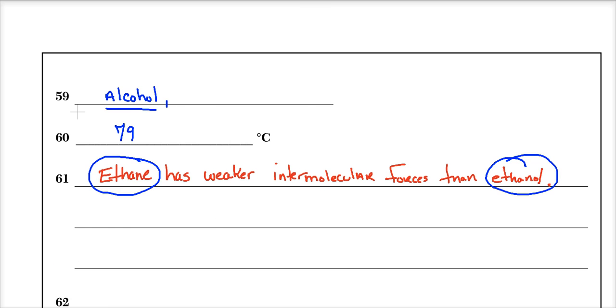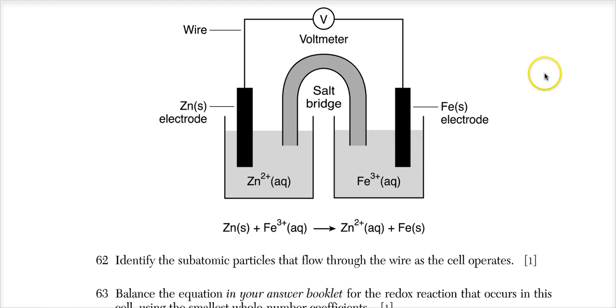Okay, number 62. So 62 has a nice voltaic cell in front of me. I've got myself a battery. And how do I know? Because I can see a voltmeter measuring the voltage. I see a salt bridge that only a battery needs. So very important there.